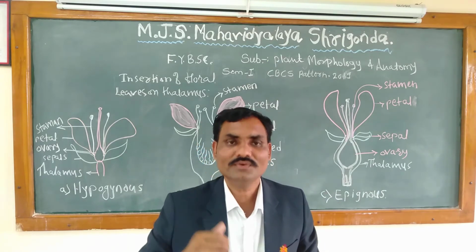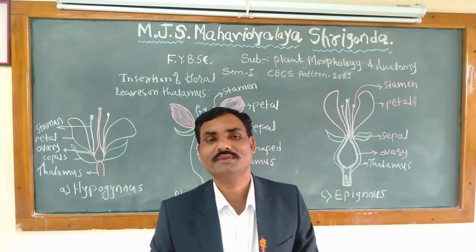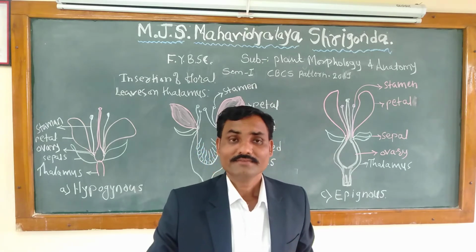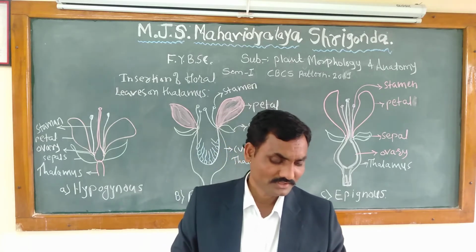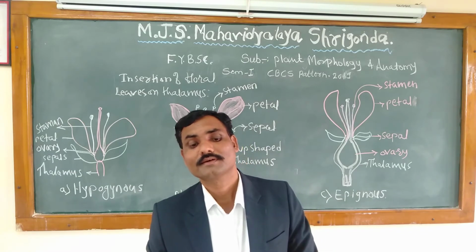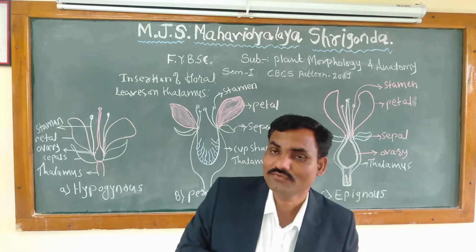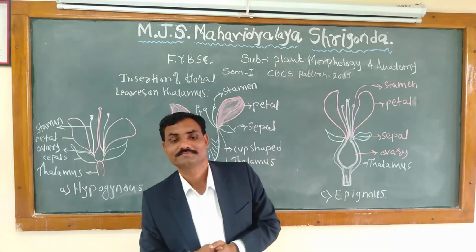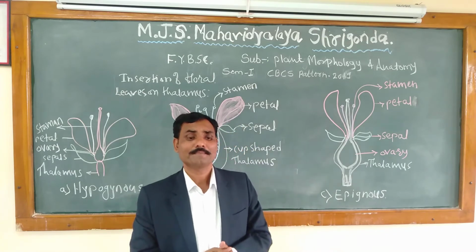Then the third example is vinca. That is an example of an actinomorphic flower. Then what about the zygomorphic flower? It is also called an irregular flower. That is another name of the zygomorphic flower.